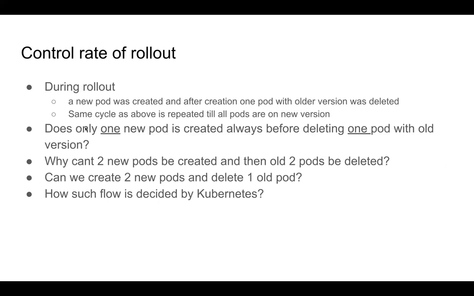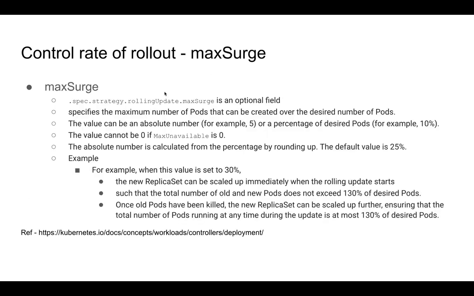Now there are some questions you might ask. What are those questions? Is only one new pod always created before deleting one pod with the old version? We had 3 replicas. Why could we not create 2 new pods with the new version and then delete 2 existing pods? After that we would have 2 new pods with the new version and 1 pod with the old version. Another question could be, can we create 2 new pods and delete one old pod? How is such a flow decided by Kubernetes? That is where these settings of maxSurge and maxUnavailable come into play.